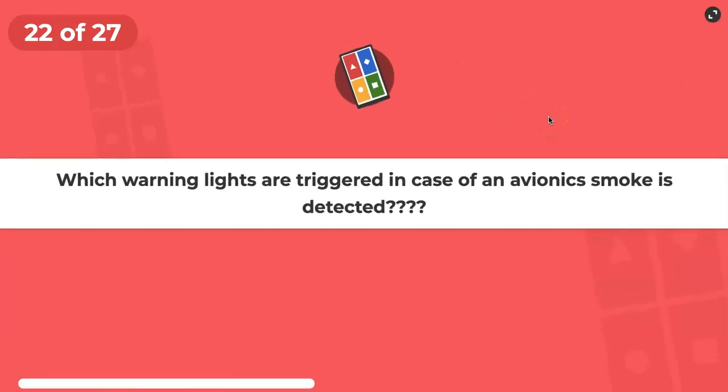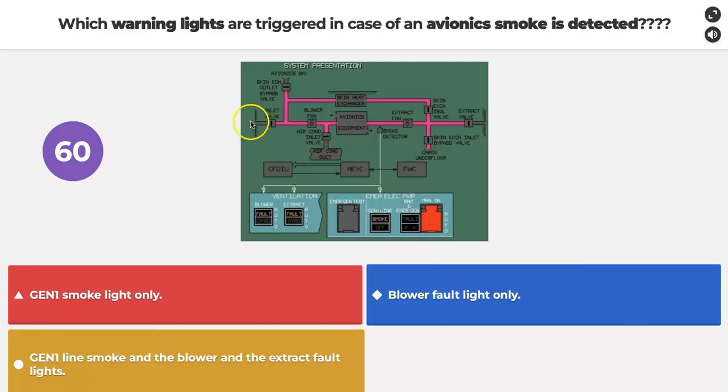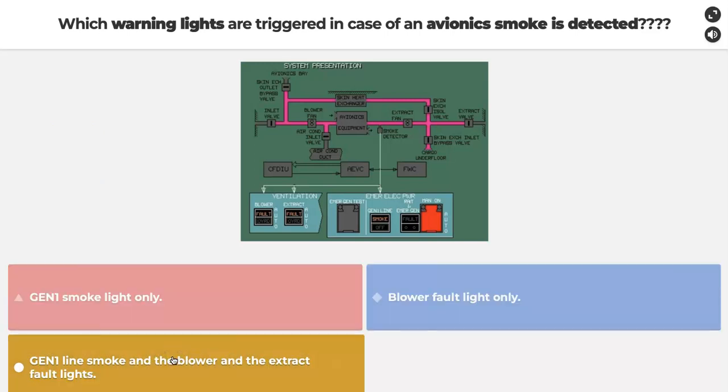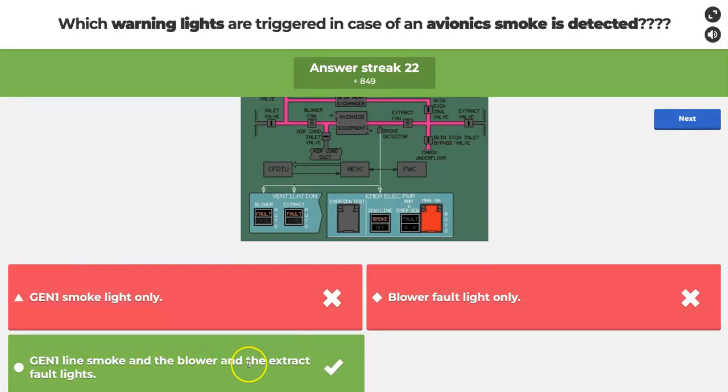Which warning lights are triggered in case of an avionics smoke is detected? Gen 1 smoke light only, blower fault light only, Gen 1 line smoke, and the blower and the extract fault lights are illuminated. Yes, the right answer is Gen 1 line smoke and the blower and the extract fault lights.